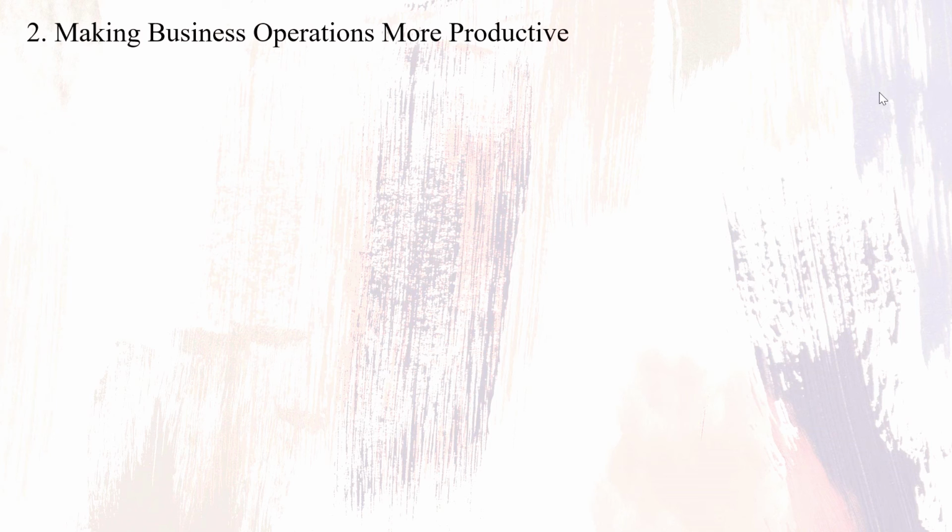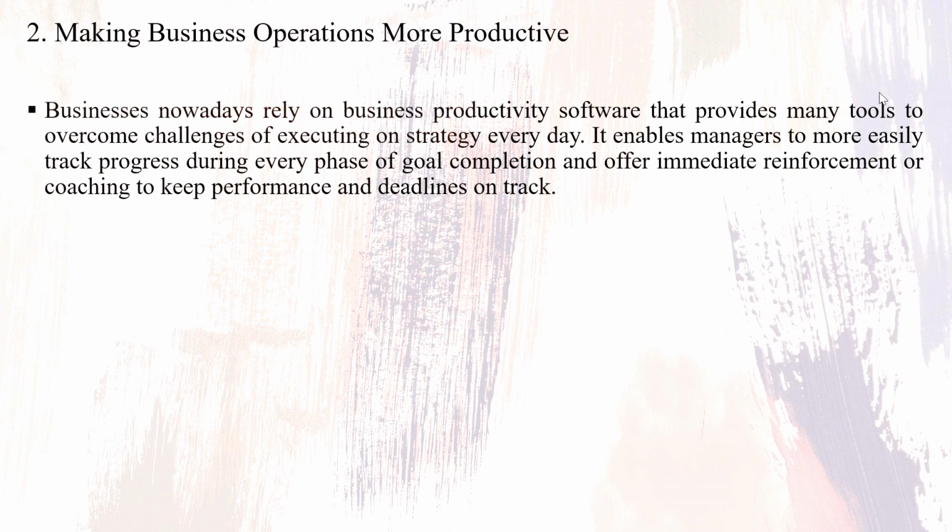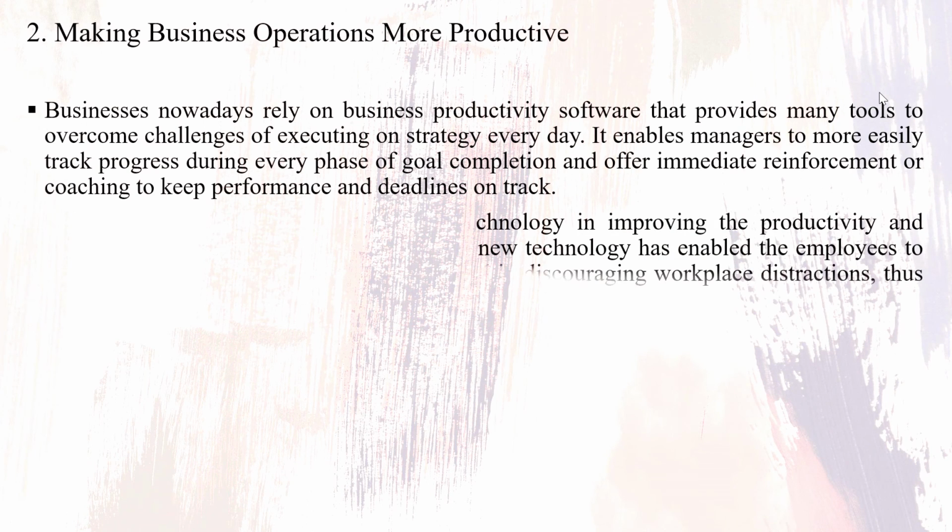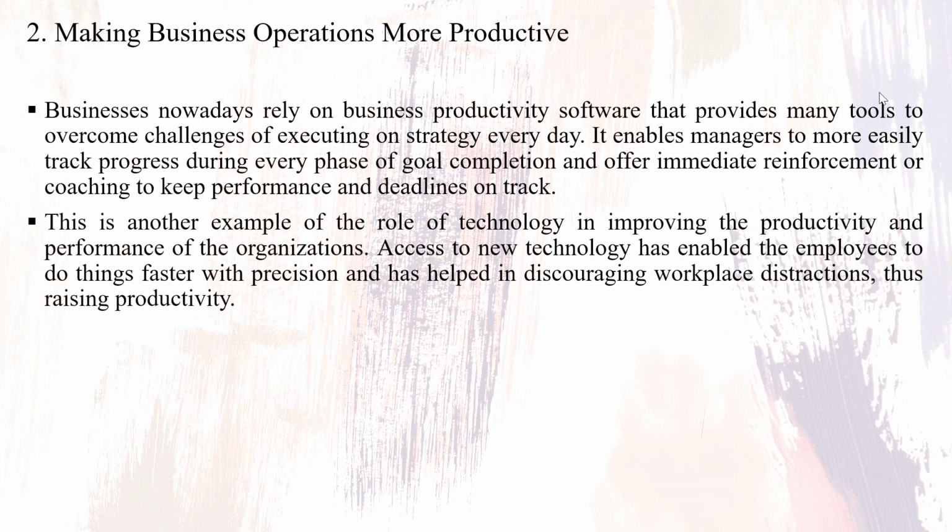Second, making business operations more productive. Businesses nowadays rely on business productivity software that provides many tools to overcome the challenge of executing on strategy every day. It enables managers to more easily track progress during every phase of goal completion and offer immediate reinforcement or coaching to keep performance and deadlines on track. This is another example of the role of technology in improving the productivity and performance of the organization. Access to new technology has enabled employees to do things faster with precision and has helped in discouraging workplace distraction, thus raising productivity.